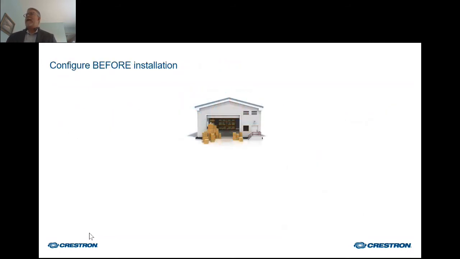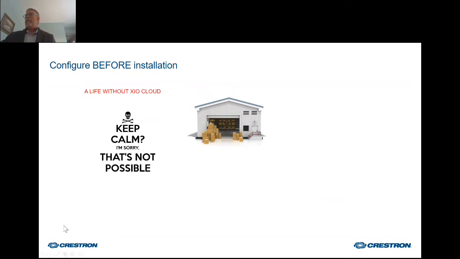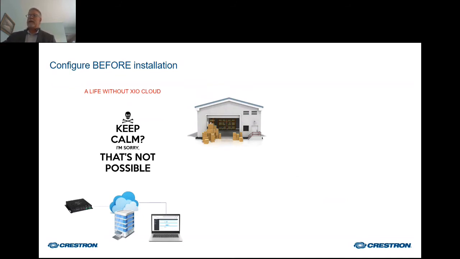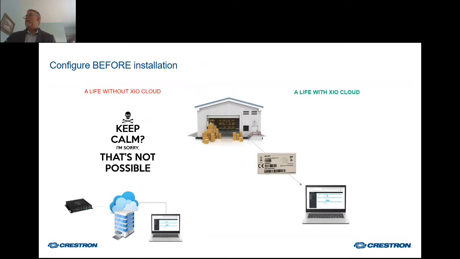So this is an example of what life was like before. You have all these boxes sitting in a warehouse, right? Picture that's the Crestron warehouse in Texas. You get an order, and you could go in and do all those things that we just talked about. You can make all those changes, but you want to be able to configure these devices before they reach your campus.